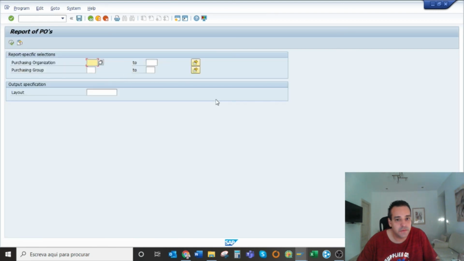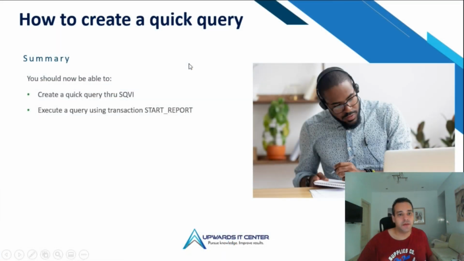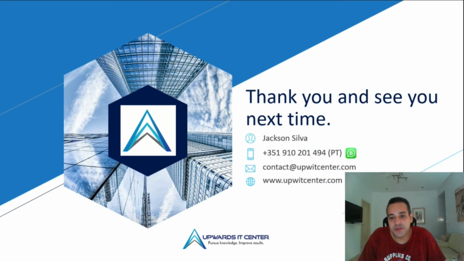Here you finally find your query. Any user can use this query using this start_report. If you have the program name, any user can use that. Today we have learned how to create a quick query through SQVI and also how to execute a query using the transaction start_report.